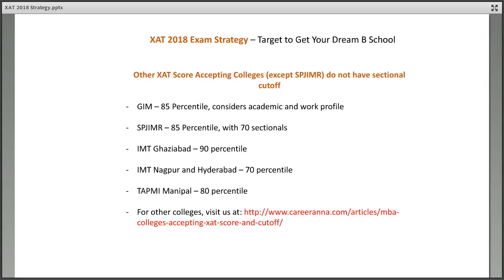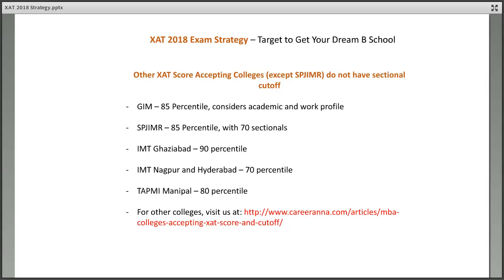Now, apart from XLRI and XIMB, some of the other top institutes which accept your XAT score include SPJain, and the cutoff for SPJain through XAT is the same as its cutoff through CAT, especially for profile-based calls. So the score which you see here is for profile-based calls, which is 85 percentile overall with 70 sectionals. In terms of profile plus score-based calls, this cutoff could be around 96 to 97 percentile overall, with sectionals being around 80.